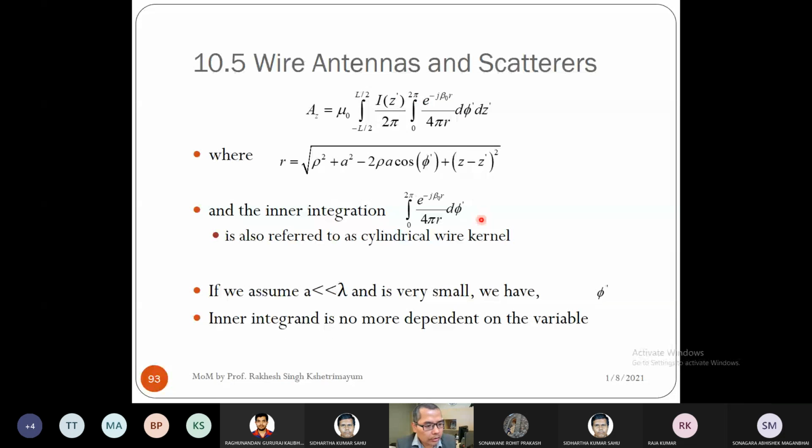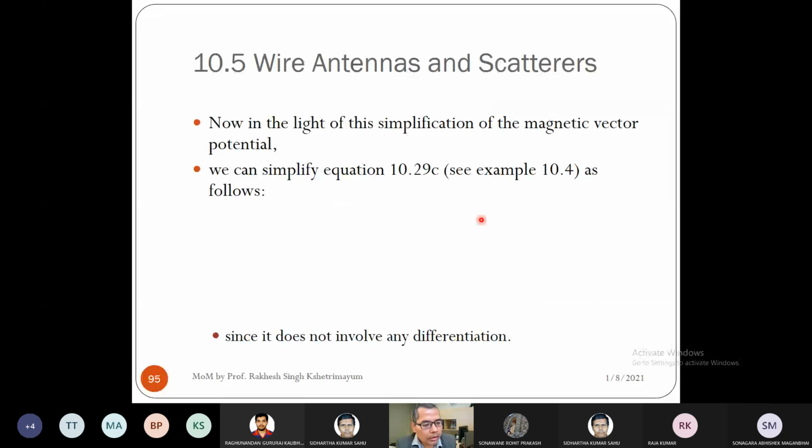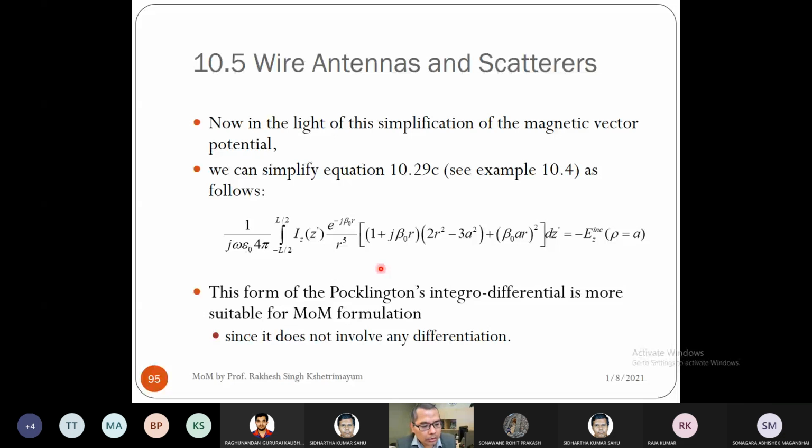Let us look at the final integral equation, Pocklington's equation. You can refer to example 10.4 of the book I have written on electromagnetic field theory. I have derived this, and you can simplify Pocklington's equation to this equation here. So this is what we are going to solve. Here, we don't have any differentiation. I have taken care of the differentiation and simplified Pocklington's equation. We just have an integral equation. Now we can solve it using MoM.